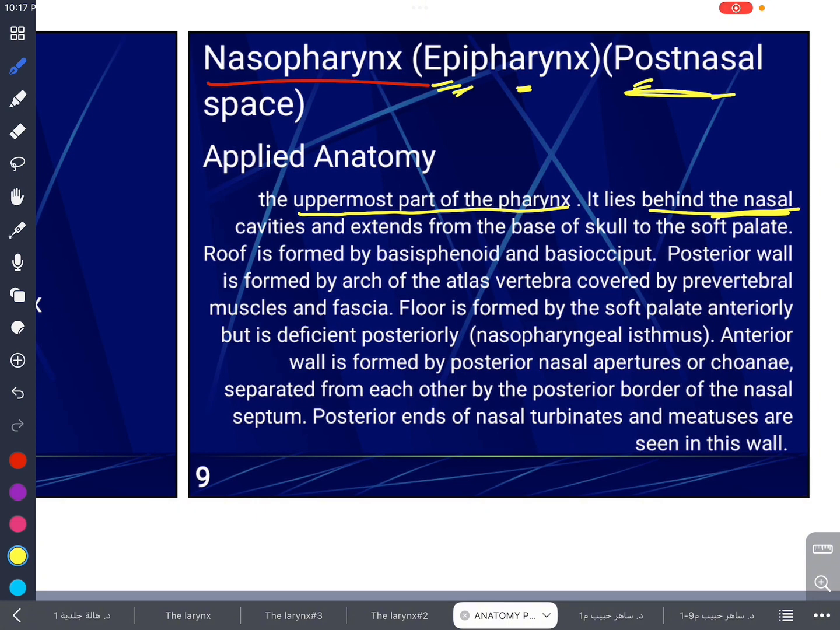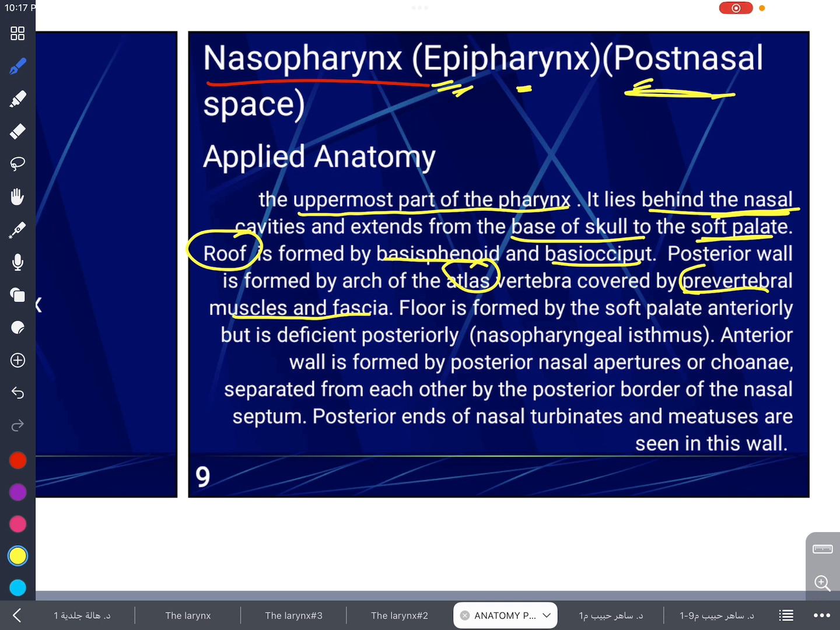قلنا الامتداد مال النيزوفارنكس هو من البيس مال سكل وينتهي بالسوفت باليت. بينو هي كافيتي بها روف، قلنا يتكون من جزء من السكل يسموها بيزو سفينويد أند بيزو أوكسيبيت. والبوستيريور وول هي الفقرة الأولى اللي هي الأطلس فيرتبرا، واللي يغطيها اللي بري فيرتبرال مسل أند فيشيا. بري يعني قبل. فأخذنا الروف، أخذنا الفلور، أخذنا البوستيريور وول.